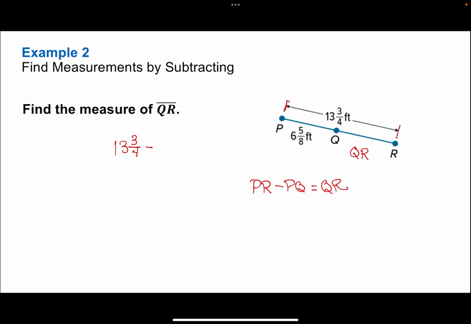So 13 and 3/4 minus 6 and 5/8 means I'm taking 13 minus 6 and getting 7, and then I need to take 3/4 minus 5/8. But 3/4 is the same thing as how many eighths? 6/8. So I've got 6/8 minus 5/8, which gives me 1/8. And again, you can use your calculator to find this, if you know how to use those fraction buttons. The distance between points Q and R is 7 1/8.